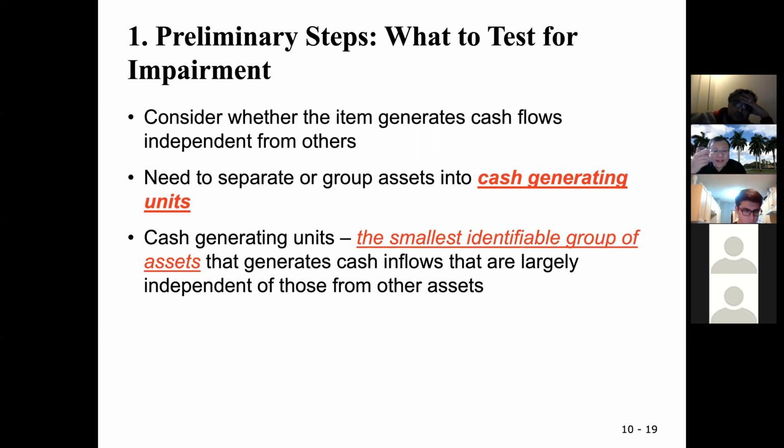You consider whether an item generates cash flows independent from others. You need to separate all group assets into cash generating units. Cash generating units are the smallest identifiable group of assets that generates cash inflows that are largely independent of those from other assets.